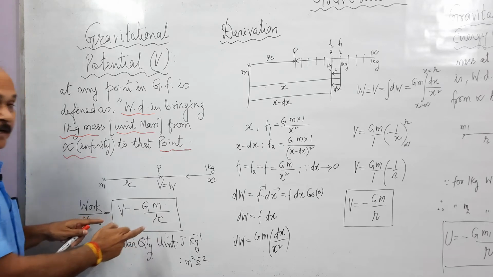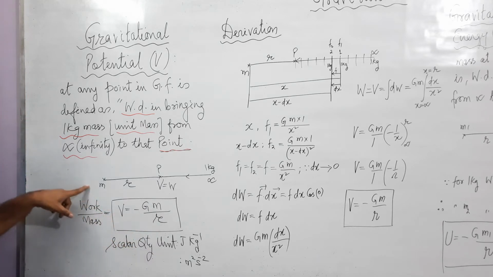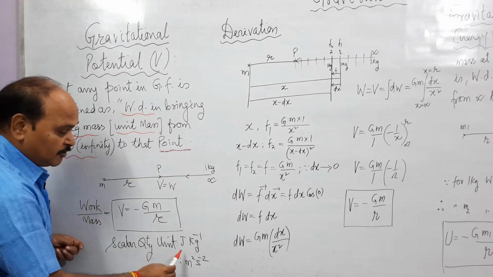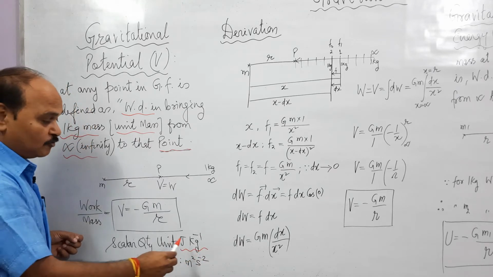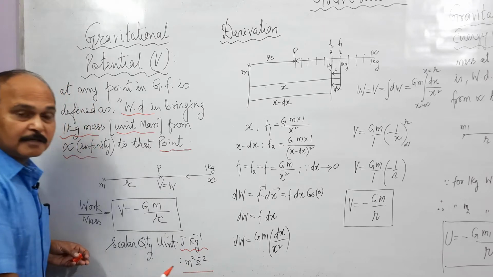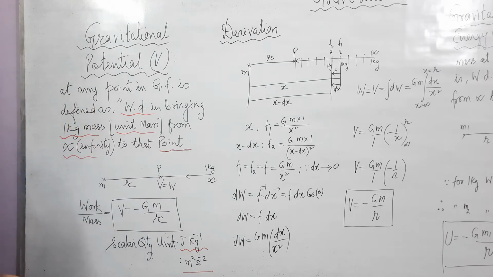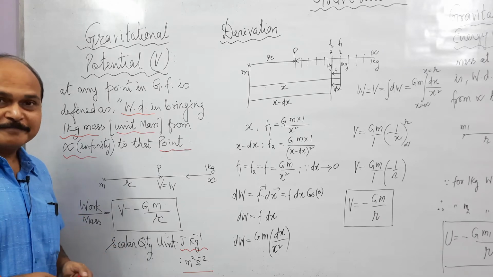Minus GM by r. Since gravitational potential is work done per unit mass, therefore its unit is what? Unit of work, joule per kilogram. And joule per kilogram is also written as meter per second square. And children, it is a scalar quantity. We'll work out its derivation very shortly.